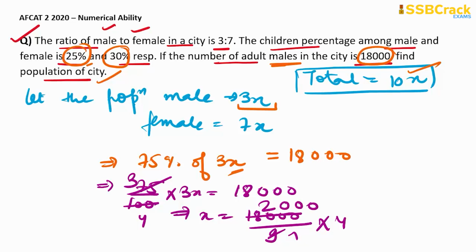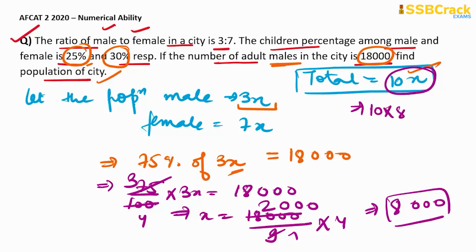So it will be 2000 into 4. That will be equals to 8,000, right? Now we have to find the total population. So total population is 10x. So it will be 10 into 8,000. It will be 80,000. So the total population of the city is 80,000. That is 80,000 should be the answer.